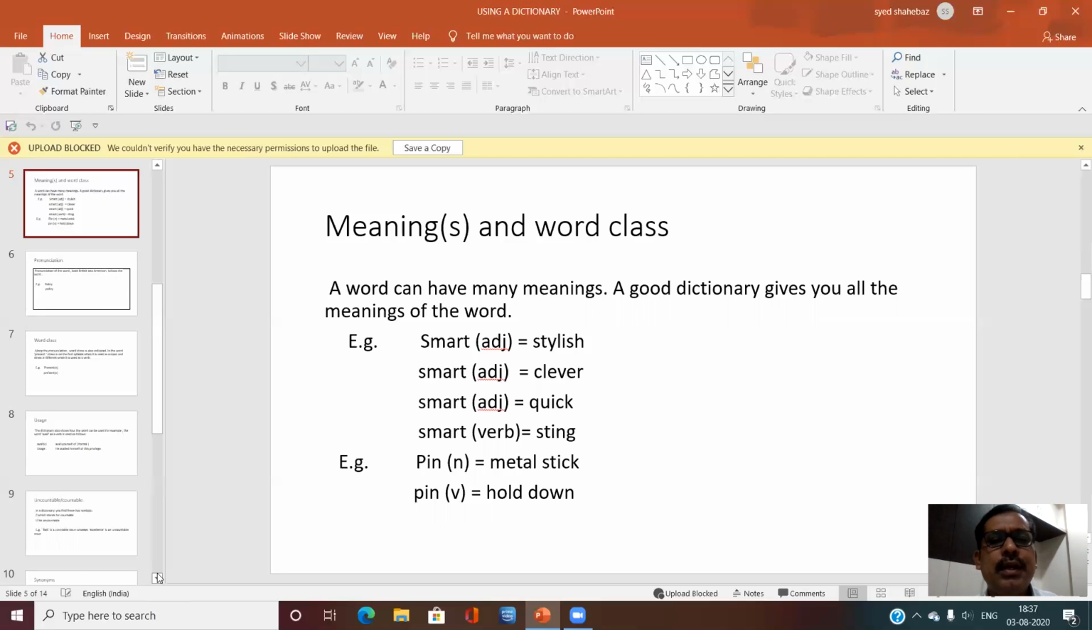So the dictionary gives the literal meaning of a word, the figurative meaning of a word, the first order meaning, the second order meaning, third order, fourth order. In this way, it gives a complete picture of that word. So we can learn all these things with the help of a dictionary.